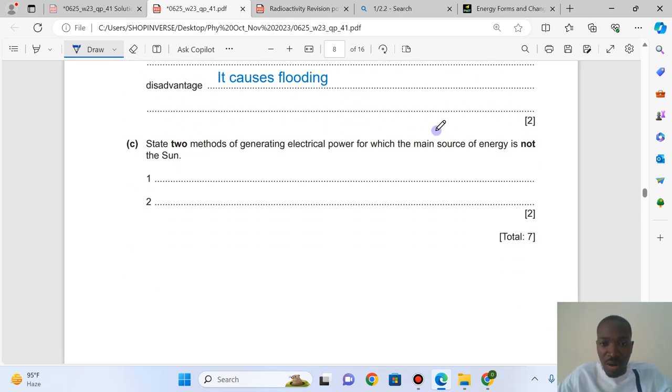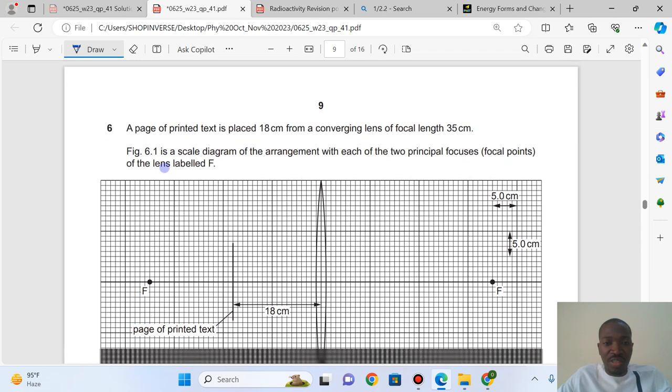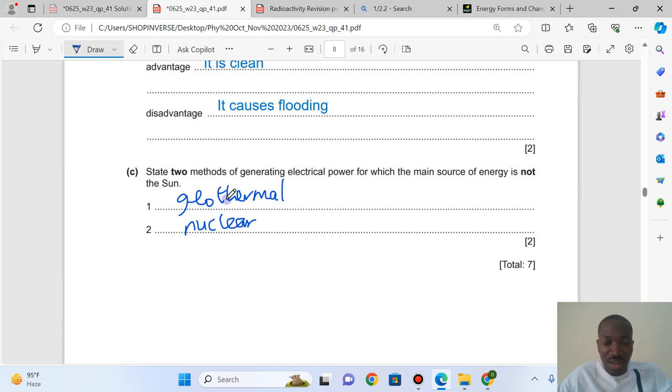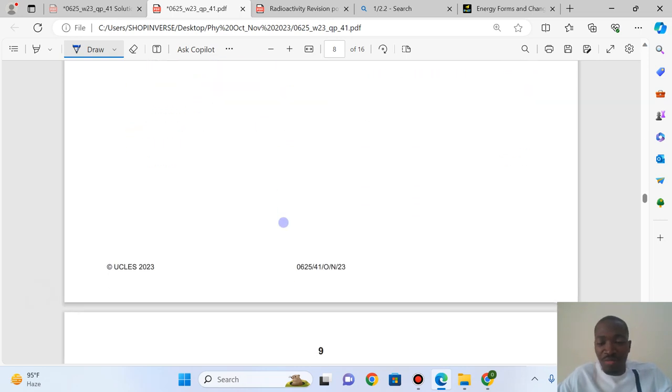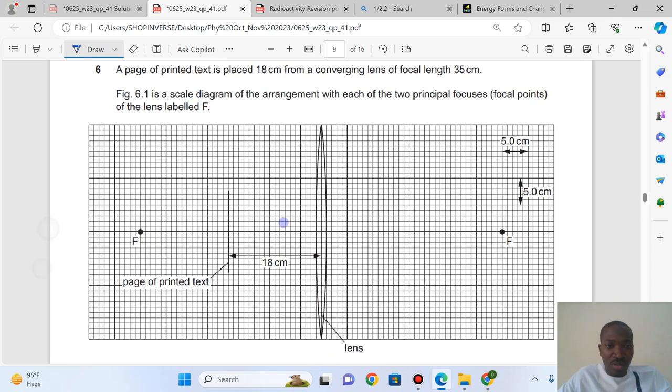State one other method of generating electrical power for which the main source of energy is not the sun. Geothermal energy is due to radioactive decay taking place in the core of the Earth. And then you can use nuclear or atomic energy, which is energy generated from radioactive decay itself. With this one, you can build a nuclear power station that would generate electricity from nuclear energy. Let's go.